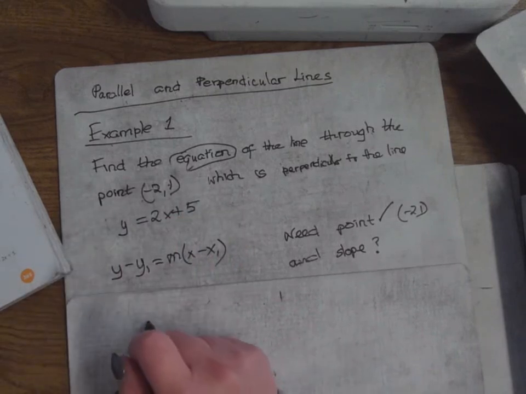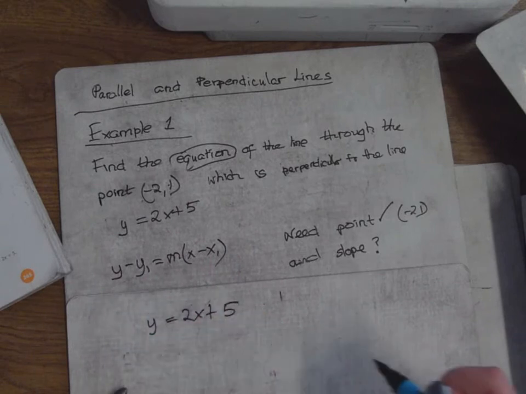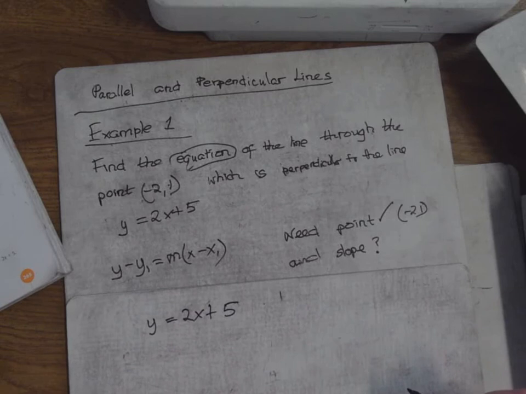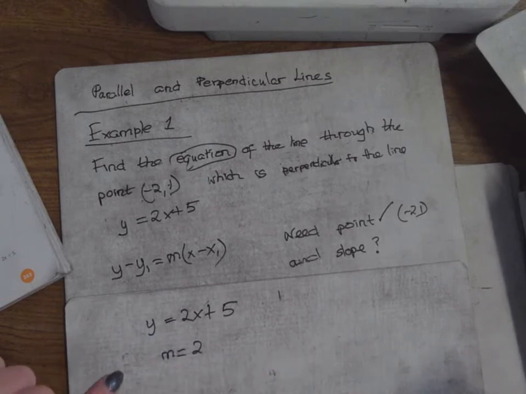So I take this line, y equals 2x plus 5. And they have a lot of the work done for me there. Straight away I can get the slope of that line. What's the slope of that line? 2. Is that the line I'm looking for though? No. The line I'm looking for is actually perpendicular to that. How do you get the slope of a perpendicular line? You turn it upside down and change the sign.